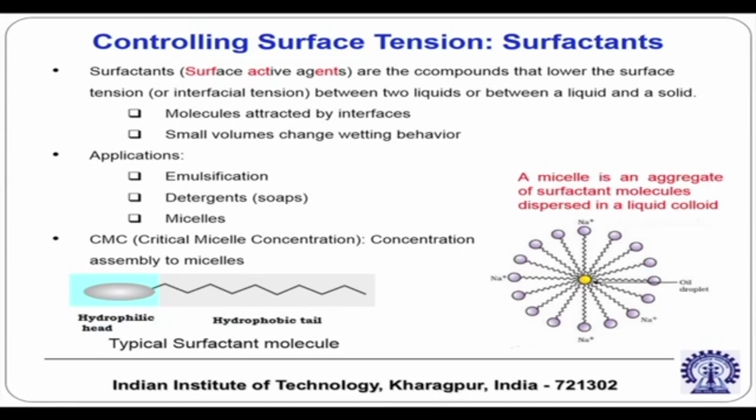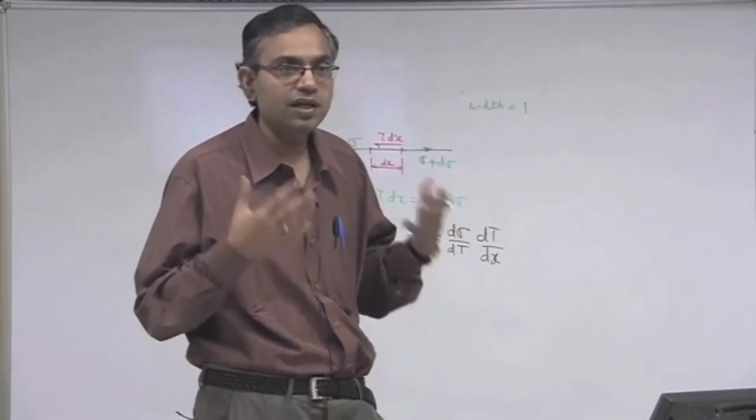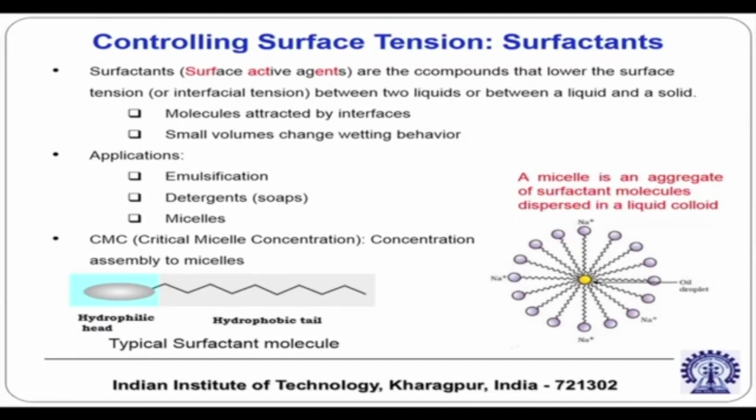Controlling surface tension by surfactants also is a possibility. Surfactants are short for surface active agents, compounds that lower the surface tension between two liquids or between a liquid and a solid. Molecules are attracted by interfaces, so you can create an assembly of molecules which are adhering or attached to the interfaces, and there are several applications of surfactants like in emulsification, in detergents like in soaps, in micelles and so on. So, basically adding surfactants is a way of controlling surface tension by making a change in concentration by adding surface active agents.